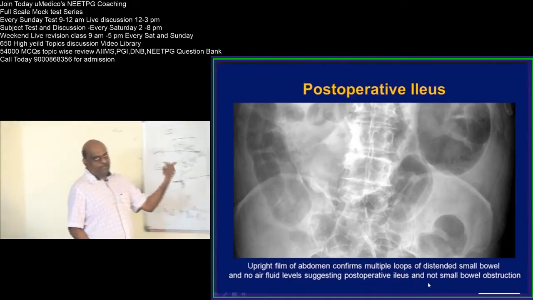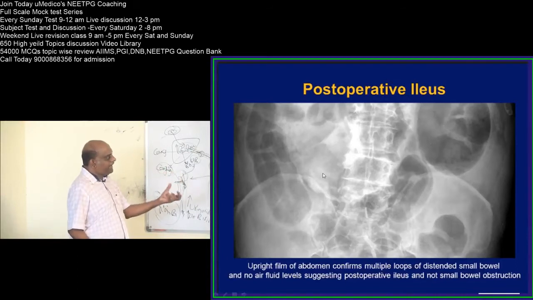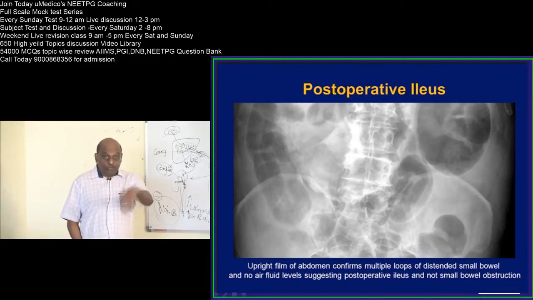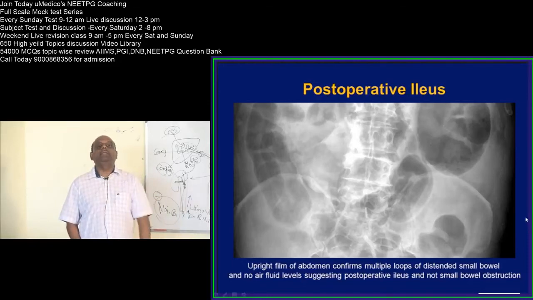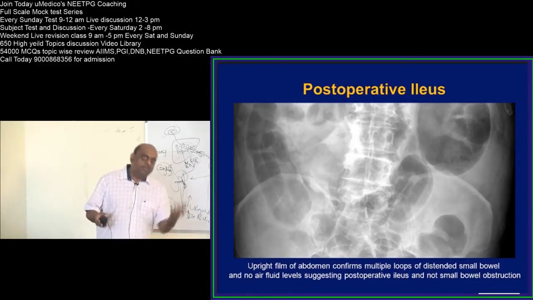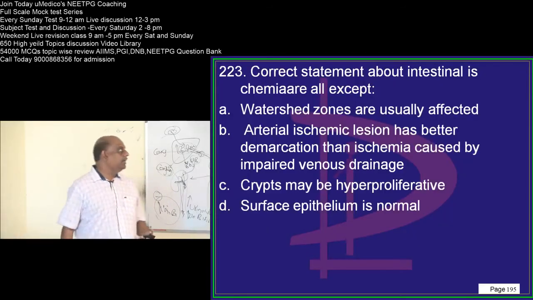This is for the earlier question. In a post-operative ileus you will find multiple dilated loops of bowel but no air fluid levels. If air fluid levels are there, then you think of a small intestinal obstruction. But post-operative ileus is typically multiple dilated bowels without air fluid levels, is what you have to appreciate.